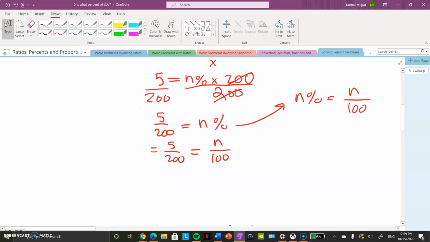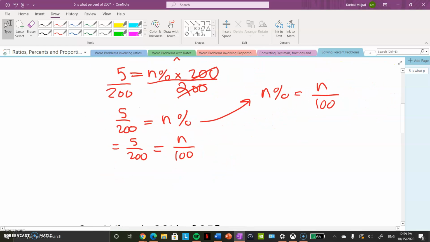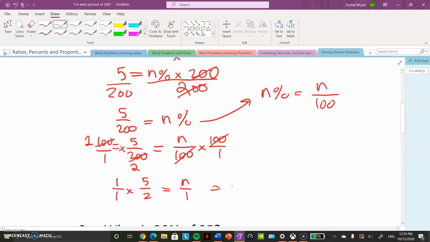So now we want n to be completely by itself. So we're going to multiply this side by 100 over 1 to cancel this, and multiply this side by 100 over 1. So this becomes a 1, this becomes a 2 after cross-reducing. And 1 over 1 times 5 over 2 equals n over 1. n equals 5 over 2, which is also 2.5. Okay?